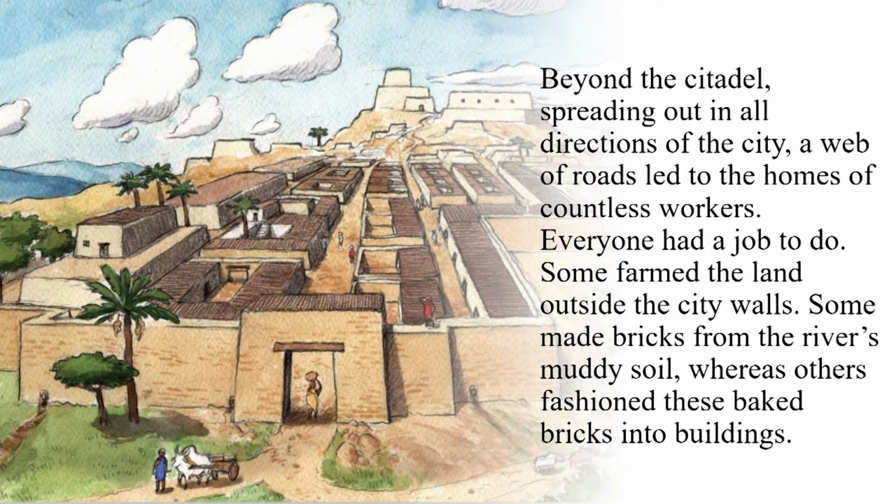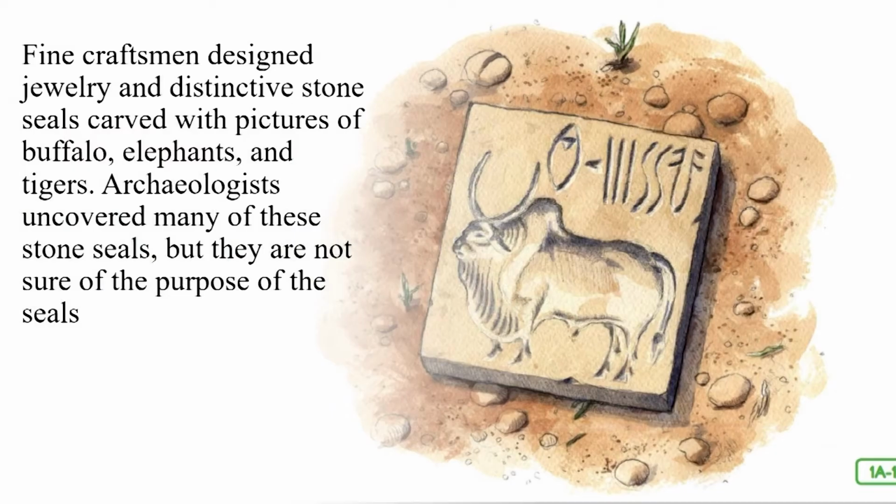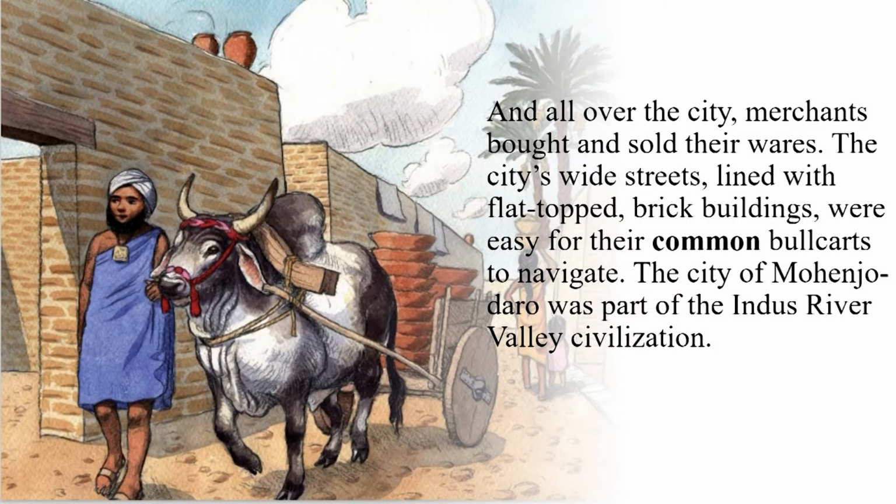Everyone had a job to do. Some farmed the land outside the city walls, some made bricks from the river's muddy soil, whereas others fashioned their baked bricks into buildings. Fine craftsmen designed jewelry and distinctive stone seals carved with pictures of buffalo, elephants, and tigers. Archaeologists uncovered many of these stone seals, but they are not sure of the purpose of the seals. And all over the city, merchants bought and sold their wares. The city's wide streets, lined with flat-topped brick buildings, were easy for their common bull carts to navigate.